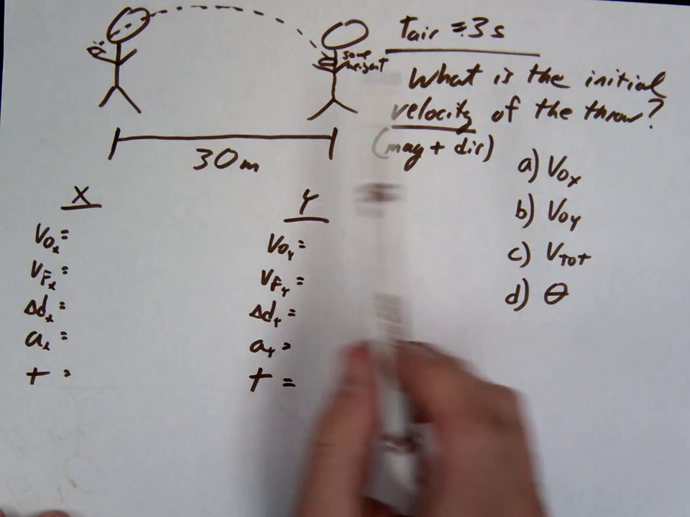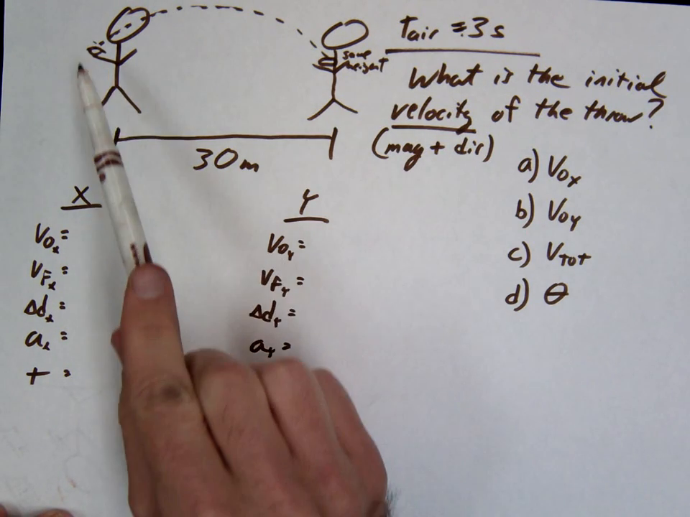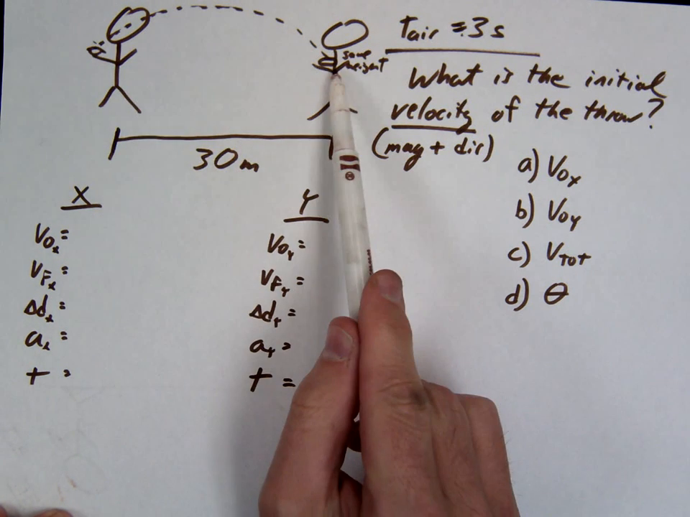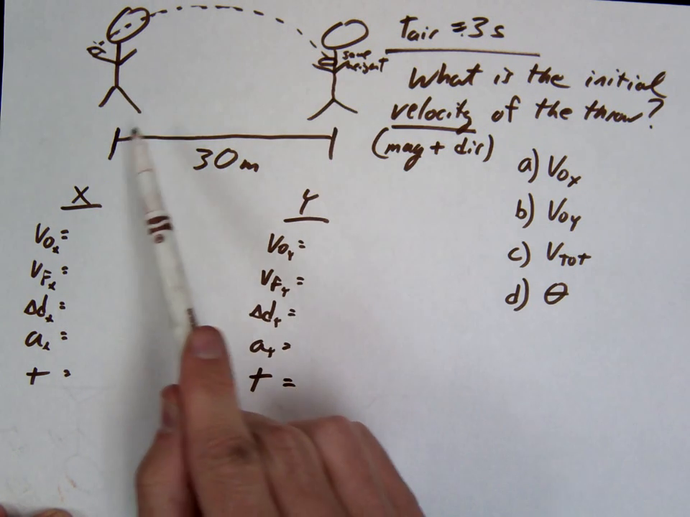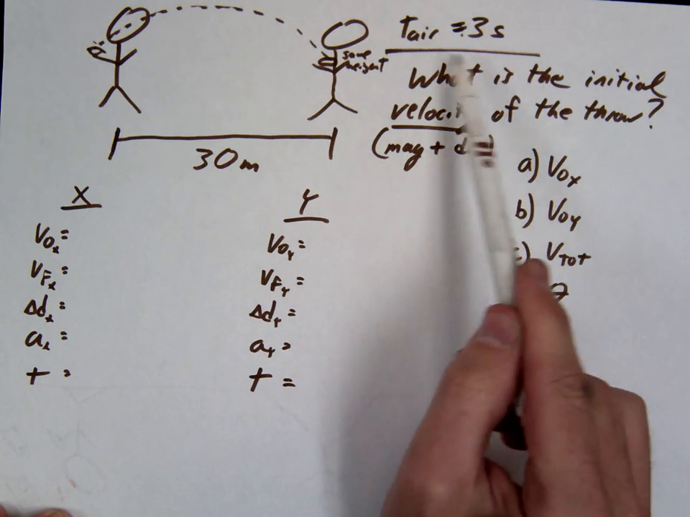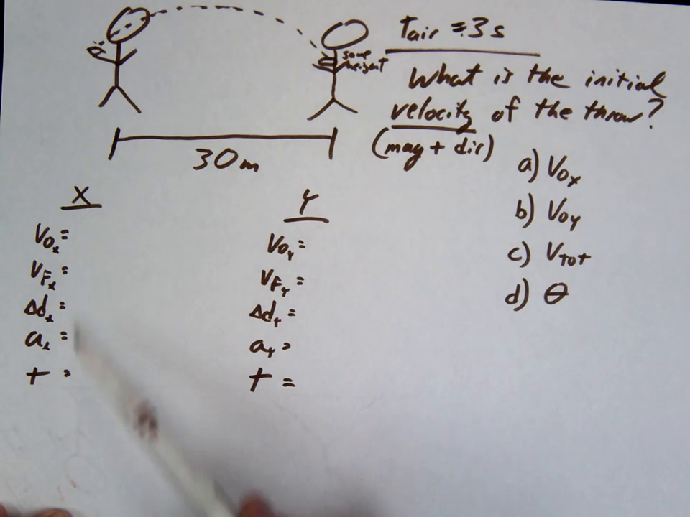Alright, let's go ahead and do this problem. So again, the problem is a football player, a quarterback, is going to throw the ball, and the receiver is going to catch it at the same height, 30 meters away. You time the time in the air to be 3 seconds. So let's go through all our knowns.